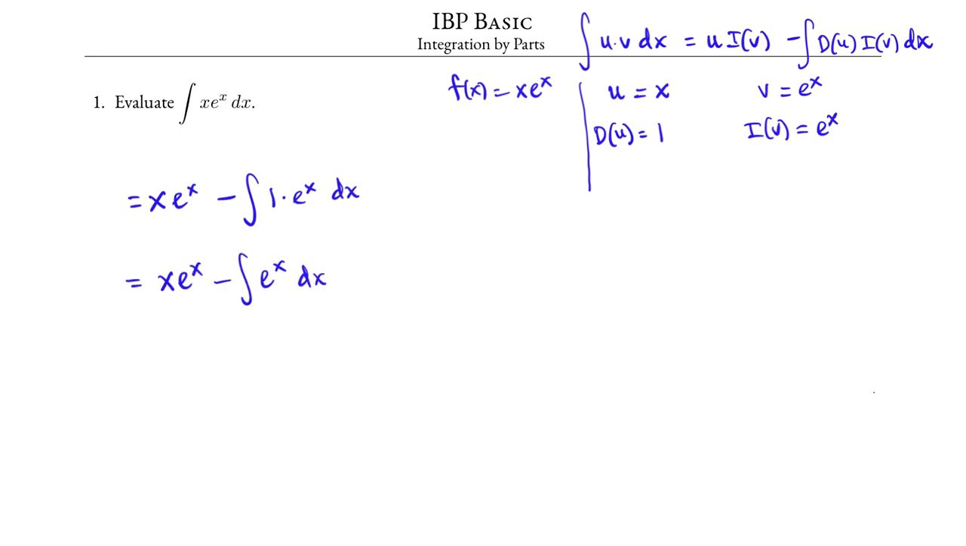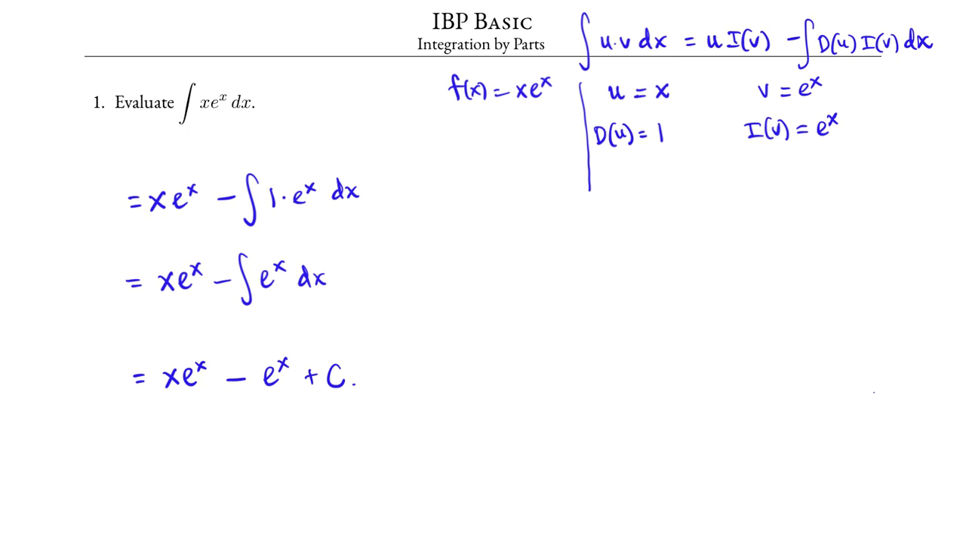We're not done yet because there's still an integral sign in this expression. The integral sign simply means that we need to evaluate this, but the integral of e to the x dx, or an antiderivative of e to the x, is e to the x plus c. So the answer is x e to the x, where we rewrite the first term, minus an antiderivative of e to the x, which is again e to the x plus c. And this is the final answer.